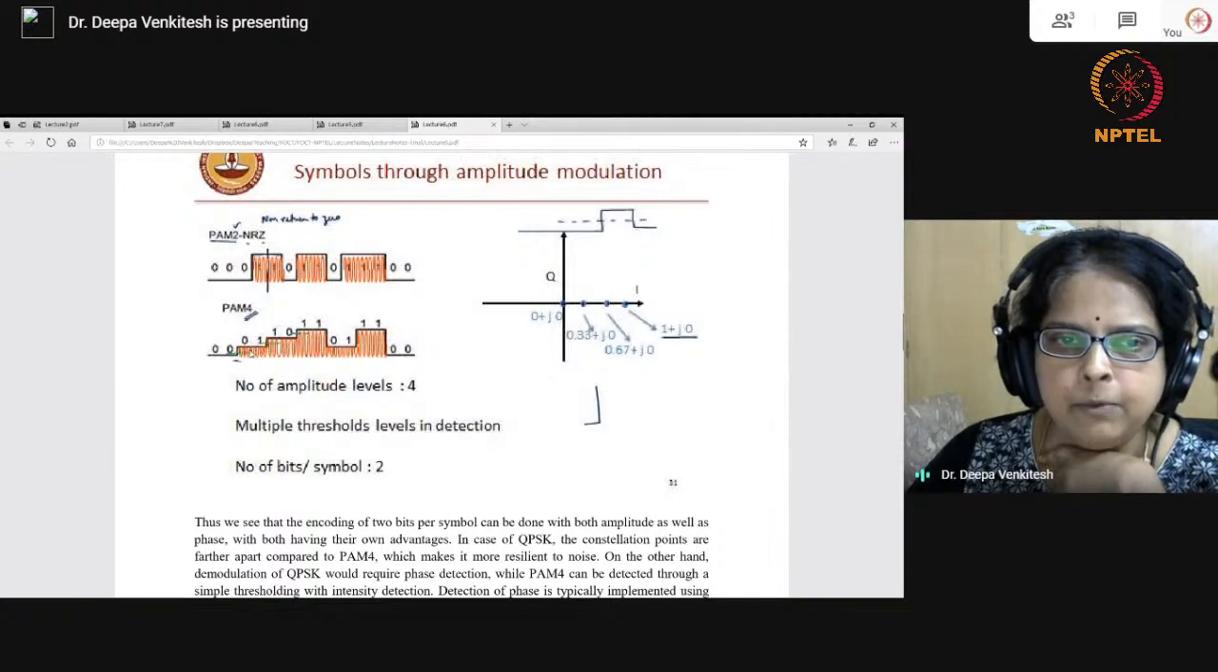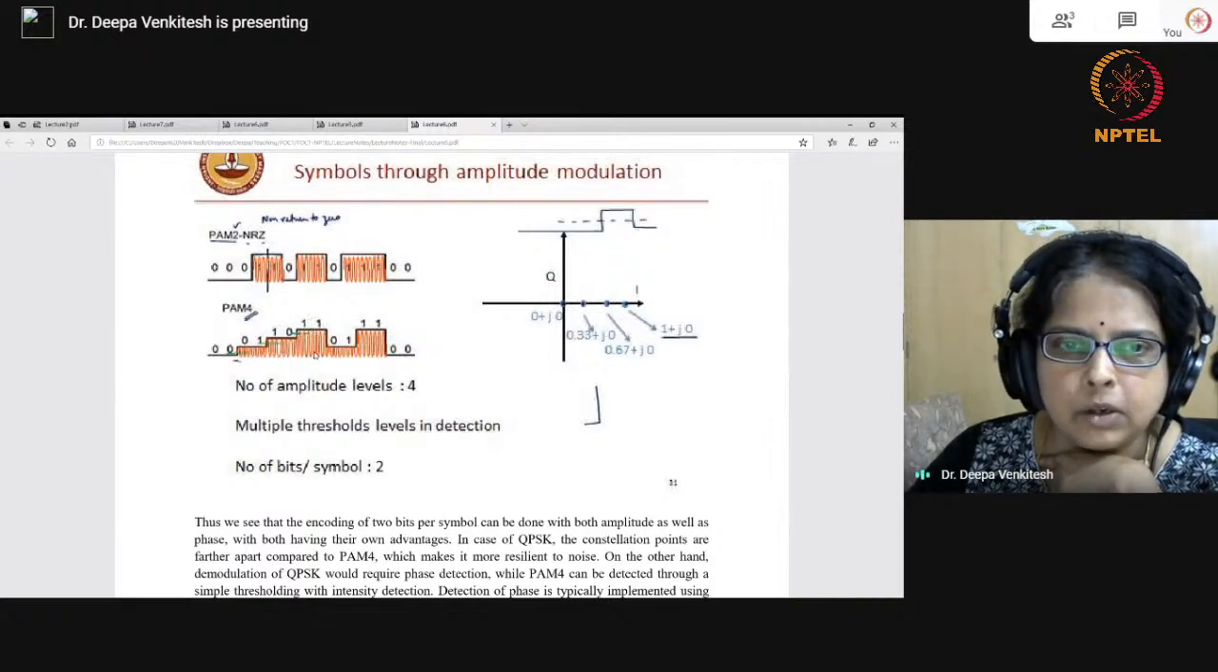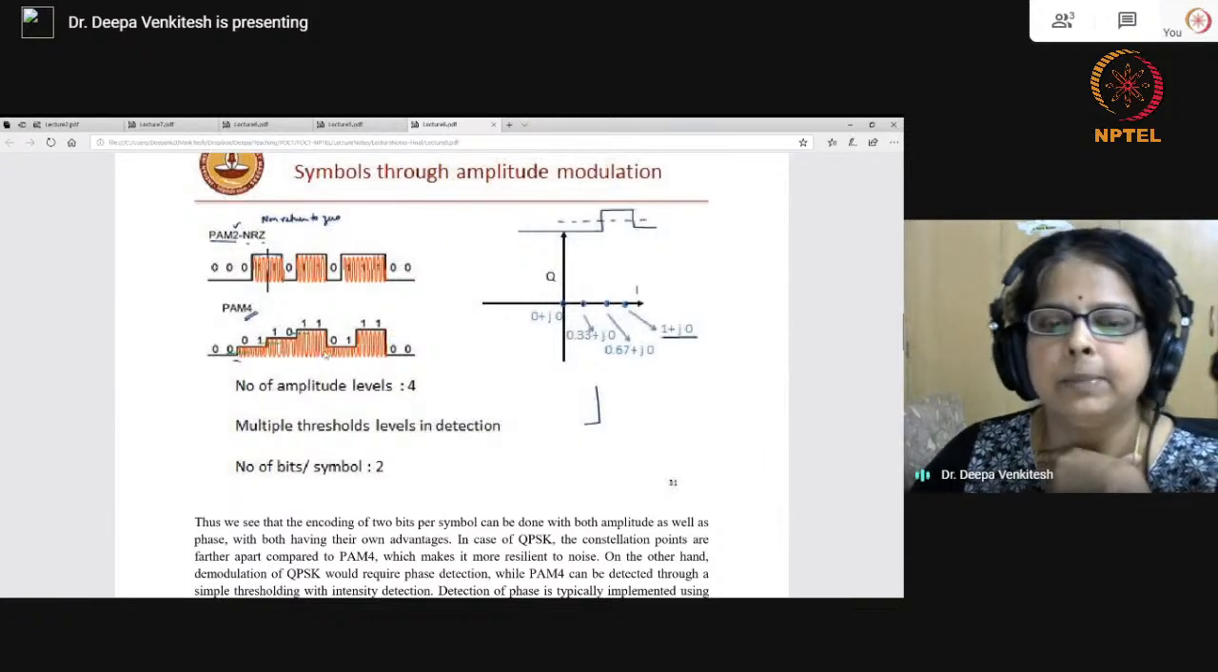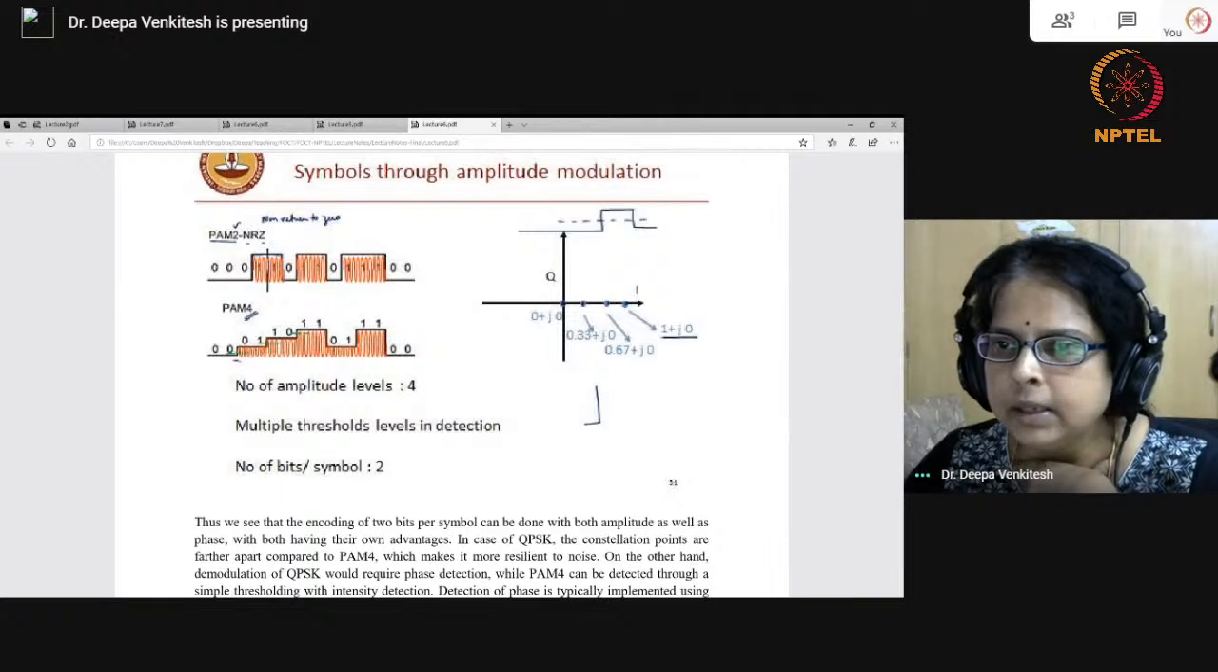Whereas in PAM4, you will see that during the same duration of time, because you can have 4 levels possible, you could transfer 0 0, 0 1, 1 0, and 1 1, which means that you can send 2 bits in 1 bit slot. That is what happens in PAM4. So I hope that answers your question.